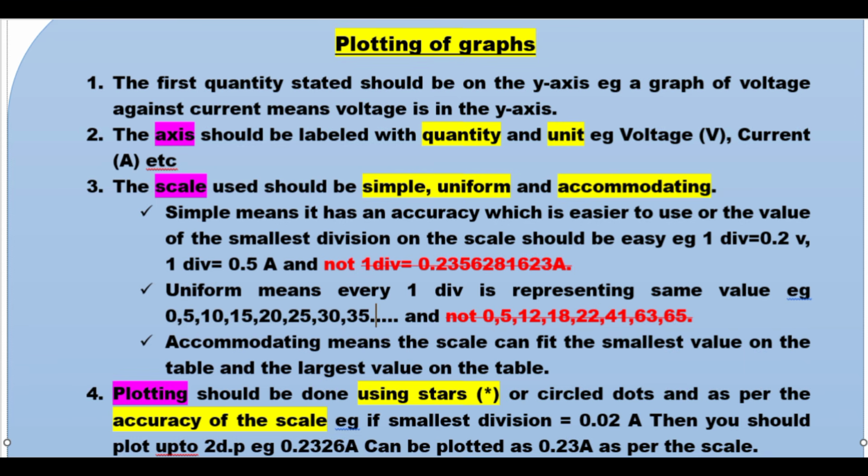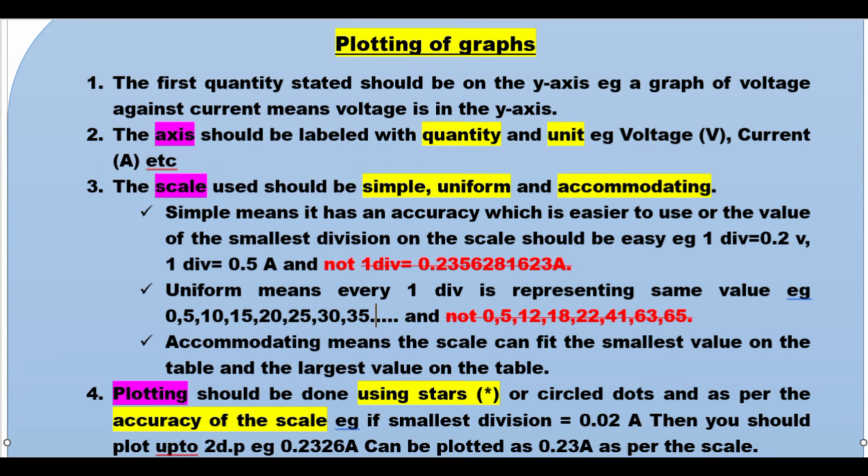Then lastly, the scale should be accommodating. We have said it should be simple, uniform, and accommodating. Simple: the accuracy should be a small number. Uniform: every square should represent the same value. Then accommodating: the scale you have used should accommodate all the values in the table. That means you must consider the smallest value and also the largest value in your table. So for example, if your largest value in the table is 99, then your scale should go up to 99 or above. But you cannot have a scale where the largest value in the table is 99 and your graph is heading at 80. That is non-accommodative, and the scale mark will be lost.